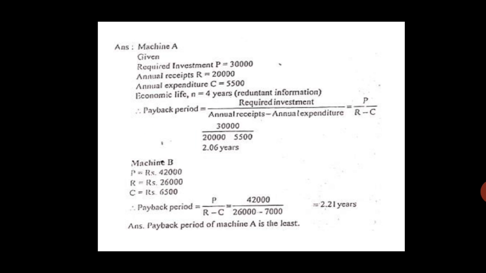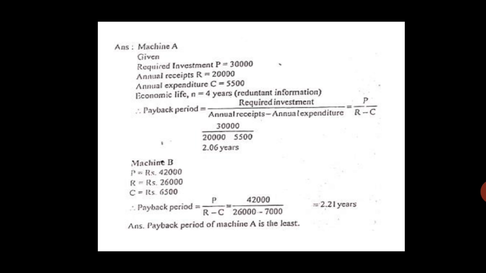So let us calculate for machine A. The initial investment is 30,000 rupees, annual receipts are 20,000 rupees, annual expenditure is 5,500 rupees. The life is not important because we are not going to use that information, and if an interest rate is also given, that is redundant information which is not required for the calculation.